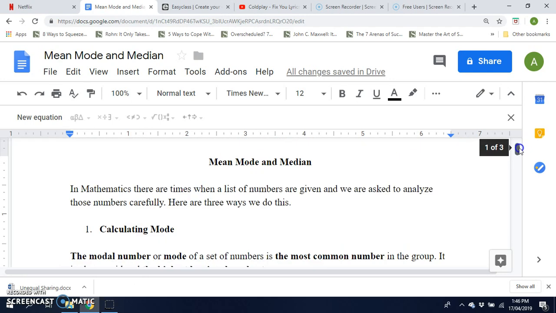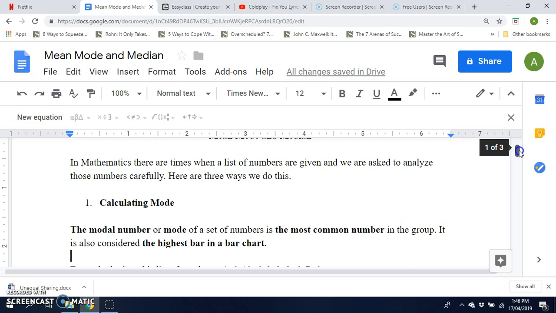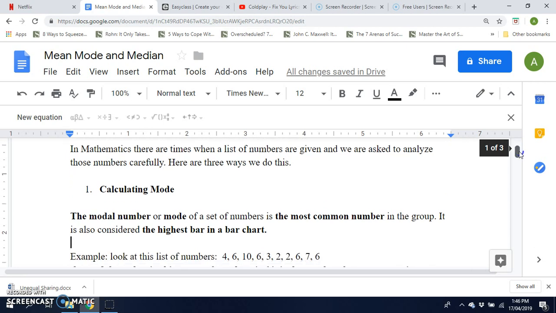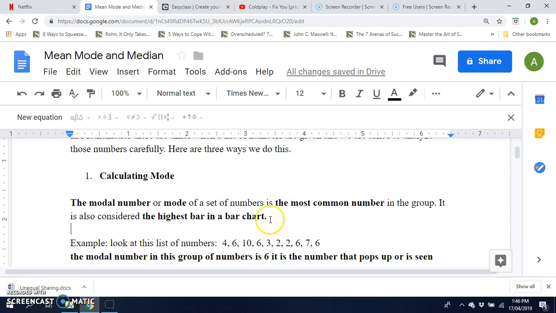Now, if you were reading, and you will be given these notes as we go along, you will see highest bar in a bar chart. There is no need to worry about that just yet. We will come back to it. But yes, mode is the highest bar if you are looking at a bar chart.